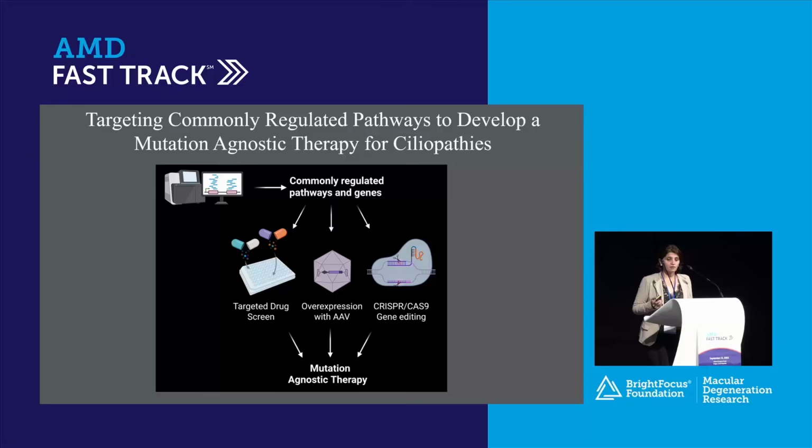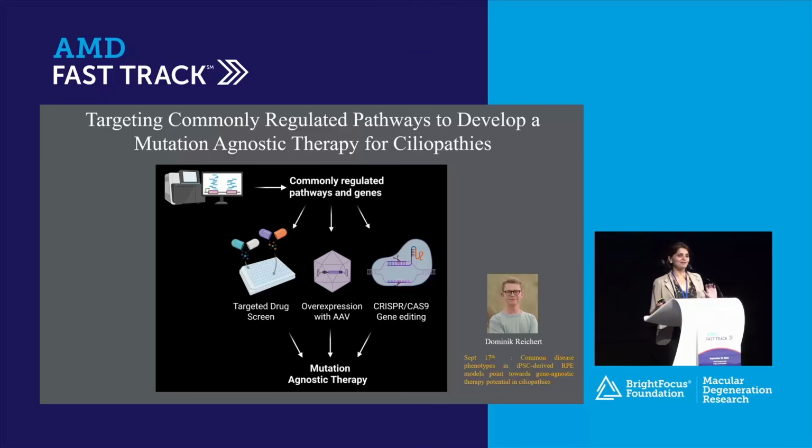So where are we going with this? I'm not going to talk in detail about this whole process, but our goal is to discover some common regulatory pathway genes and then target those via drug screens and overexpression of certain genes or CRISPR editing, and find some mutation-agnostic therapy. And I'm going to be doing some shameless plugs here. We will have a talk by our grad student Dominic in September, and he will be discussing in detail this project.